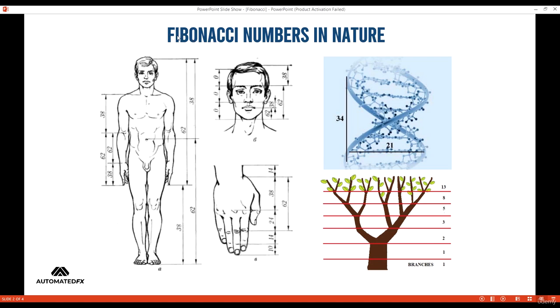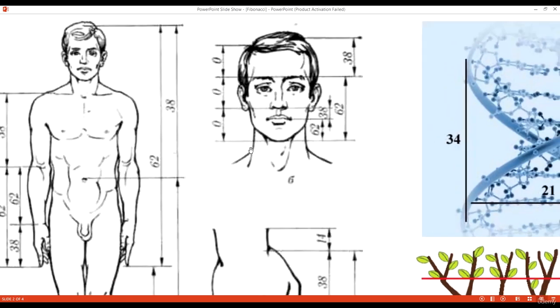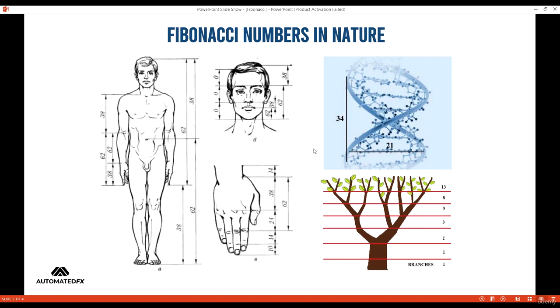The next slide shows us Fibonacci numbers in nature. How do we get this? When you take, for example, your arm, or let's just say your head, you take the height from here to here and then divide it by the height from here to here. You get the Fibonacci number. And with different parts of your body, even your mouth, take here to here and divide it from here to here, you get a Fibonacci ratio.